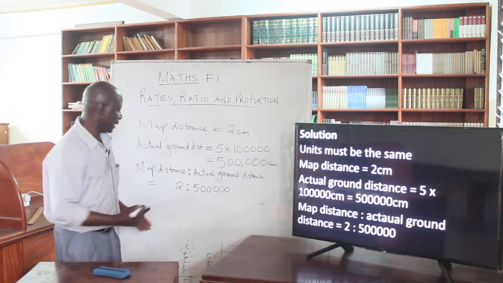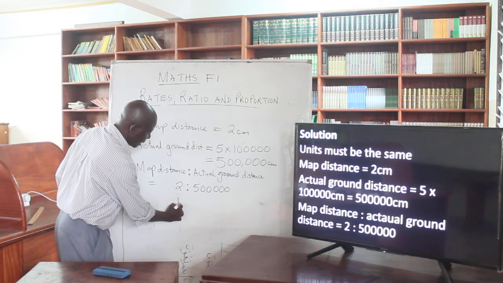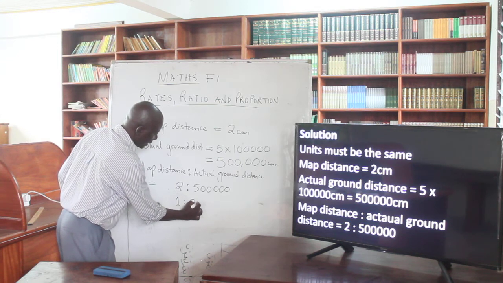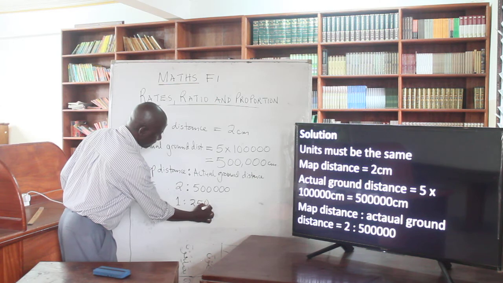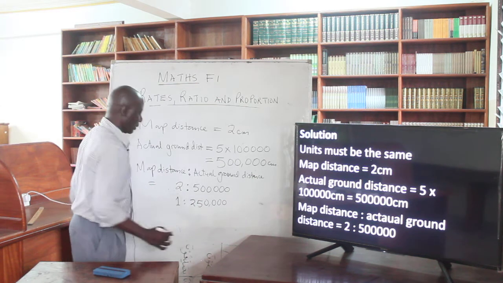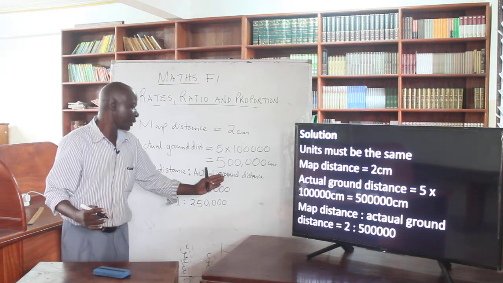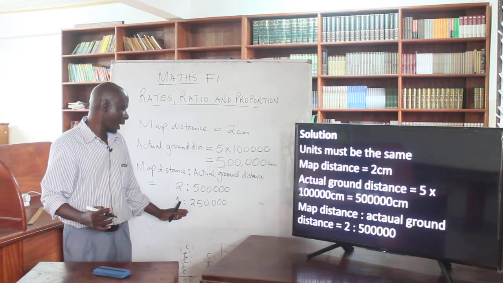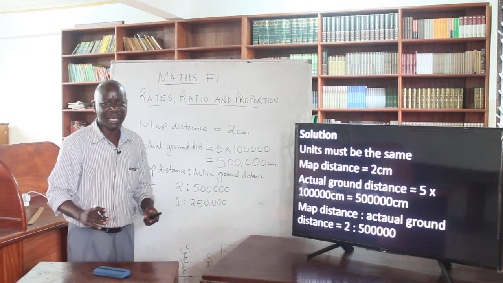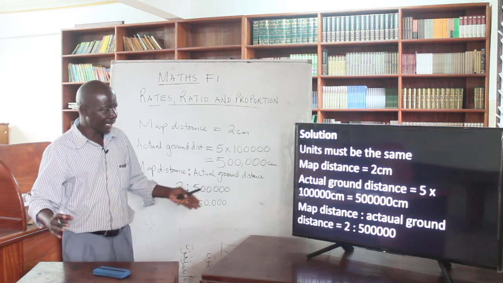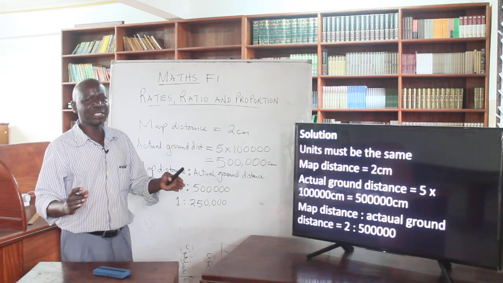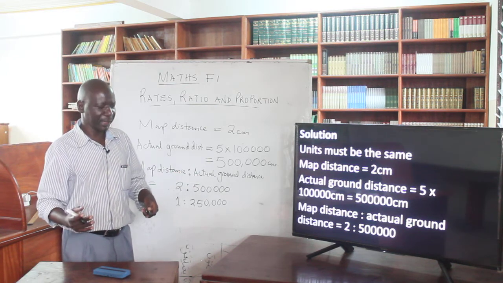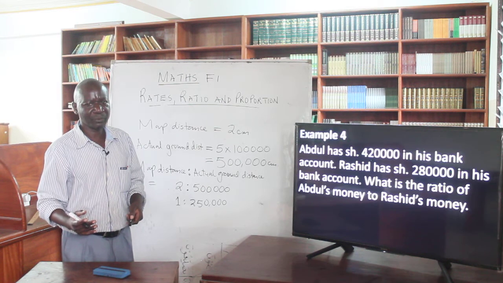So if we simplify this, it becomes 1 is to 250,000. So the map distance to the actual ground distance becomes 1 is to 250,000, and that is a ratio that describes the relationship between the map distance and the actual ground distance.